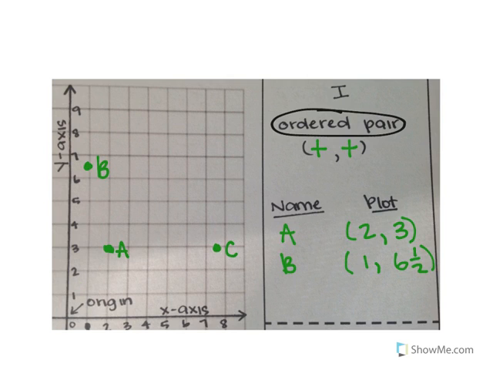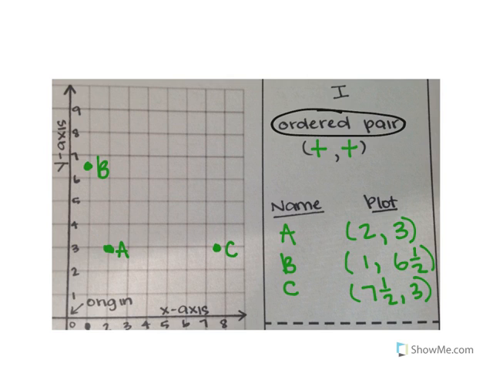I've added another point to quadrant 1 of our graph, and I'm going to give you the ordered pair for this plot point. What you need to do in your notes is in the name column, you need to name this plot point. What is the name of the point that is located at 7.5, 3? If you said the name of the point was C, that is correct.